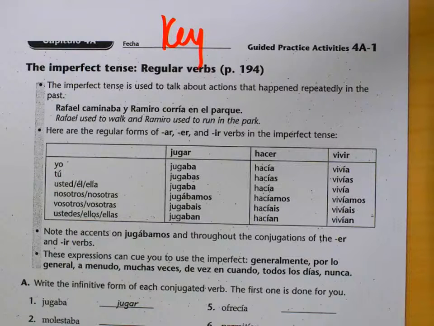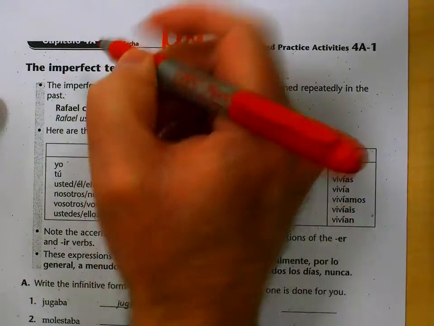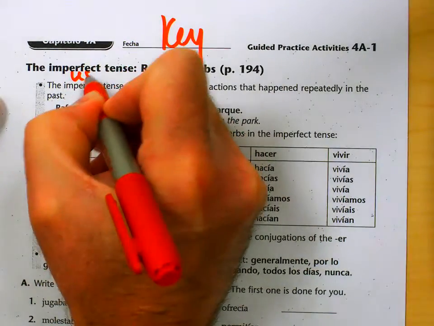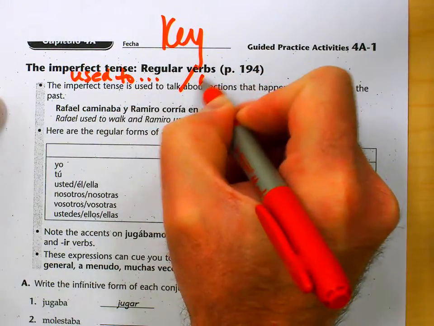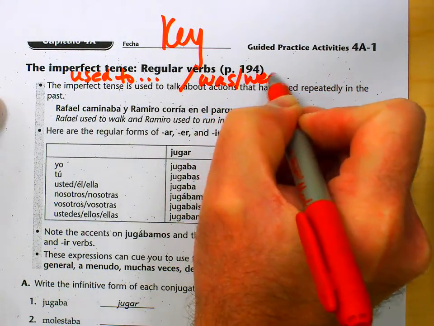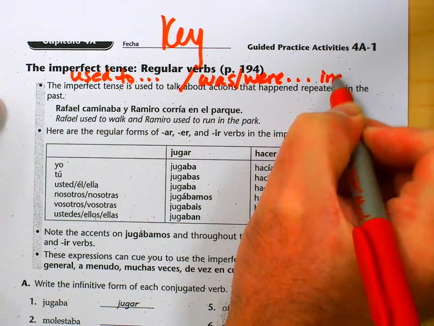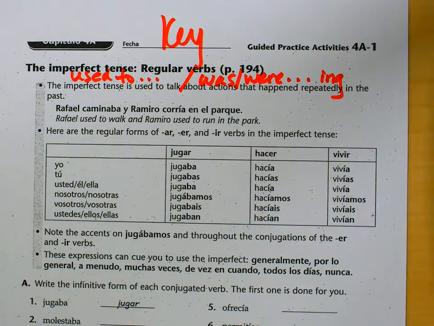And the imperfect tense is our tense where you're trying to say that you used to do something, or somebody was or were doing something. So for example, if you want to say, like, as a kid, I used to climb trees, that would be this tense. Or my mom was making dinner last night. Was making would be imperfect tense.